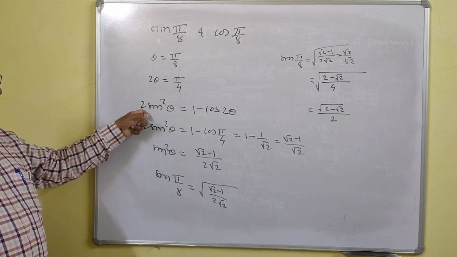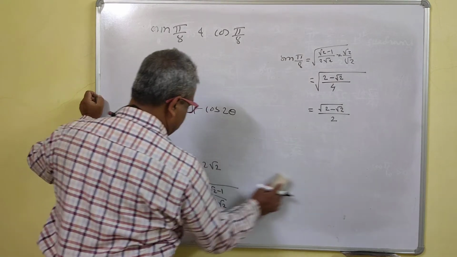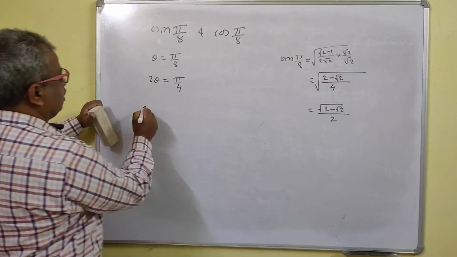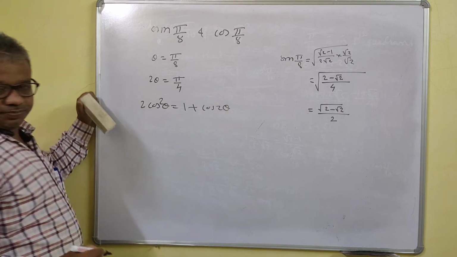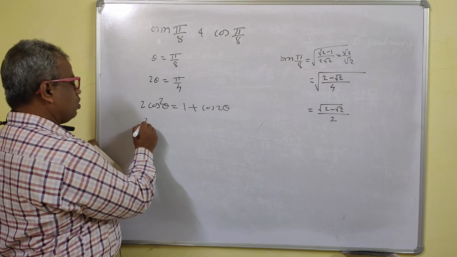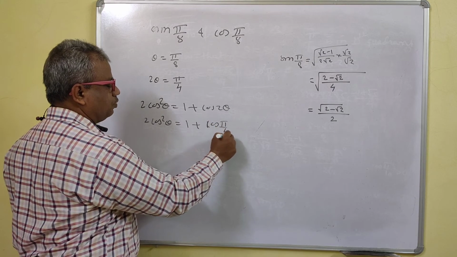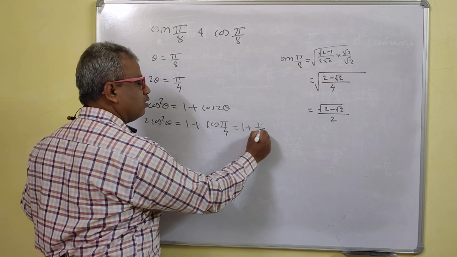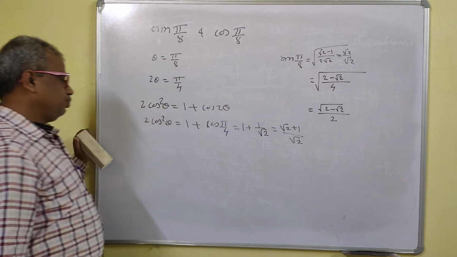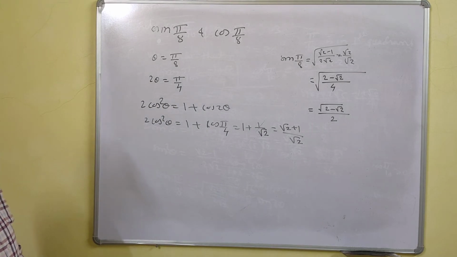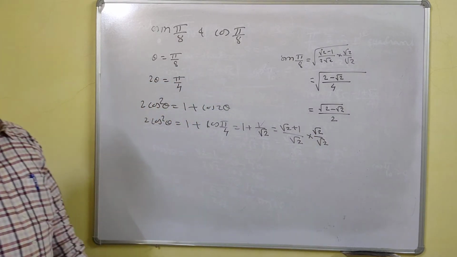Now similarly you will find here, 2 cos square theta is the same as 1 plus cos 2 theta. So similarly we will do this one. 2 cos square theta is equal to 1 plus cos pi by 4. So this is 1 plus 1 upon root 2, which is root 2 plus 1 upon root 2. Here we will multiply and divide by root 2 so that we can simplify this.